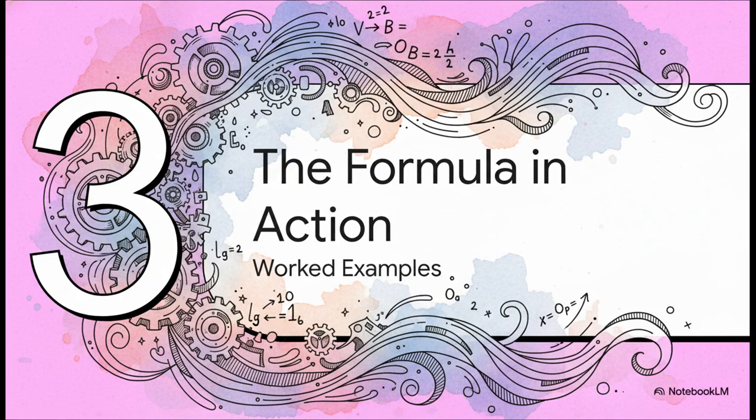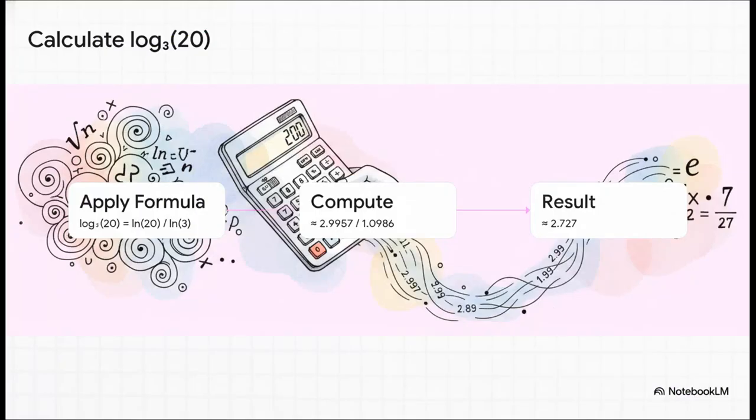All right, so theory is one thing, but let's actually put this translator to work and see the magic happen. We're going to run through a couple of examples so you can really see just how powerful and easy this is. Okay, let's go back and crush that original problem. To figure out log base 3 of 20, we just rewrite it as the natural log of 20 divided by the natural log of 3.